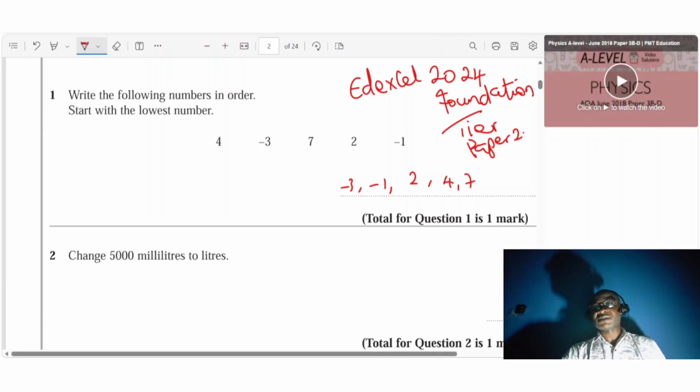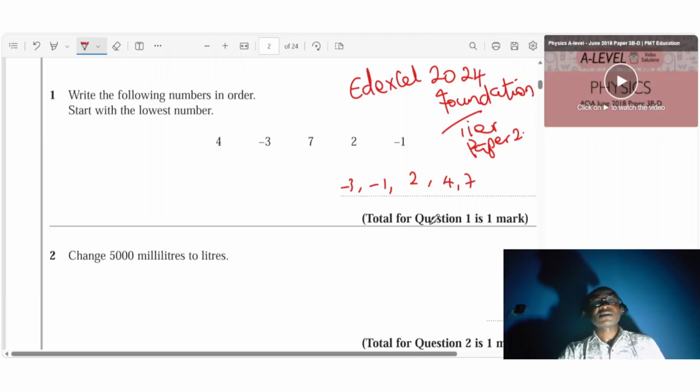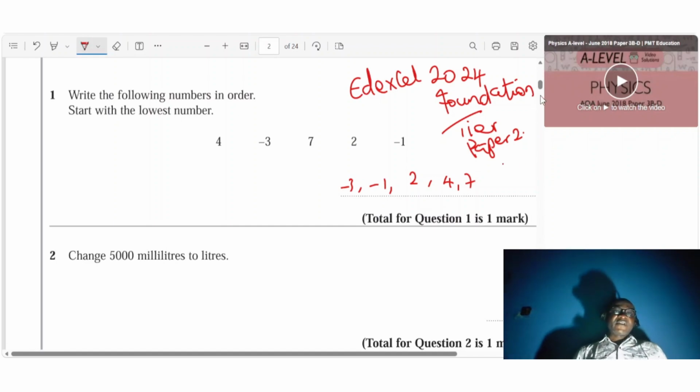5. What did you exactly do there? I divided it by 100. Divide by 100, and you got 5. If you divide 5,000 by 100, you won't get 5. No, I meant 1,000. Sorry. 1,000 is correct. So that will now give us 5 liters. Okay. You are correct. So we'll move to the next question.